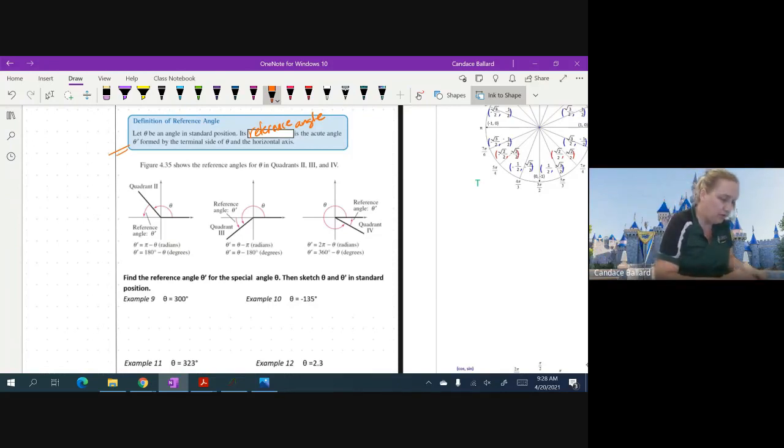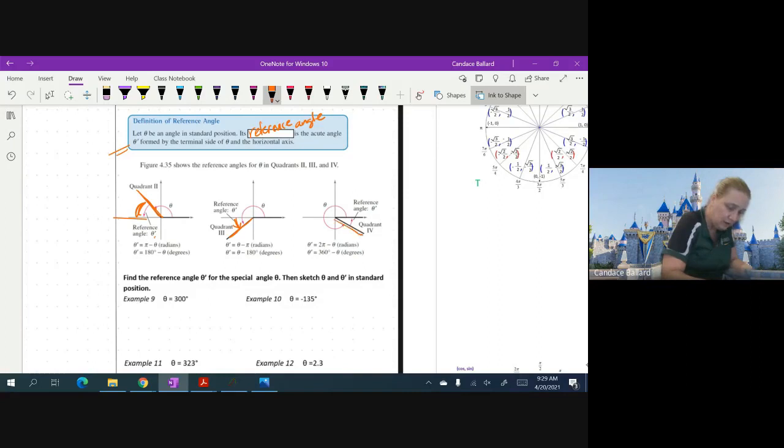Formed by the terminal side of theta and the horizontal axis. Okay, so basically what they're saying is when you have the terminal side, the distance between that terminal side and the horizontal axis becomes the reference angle, which means our reference angle could land in a lot of weird places, okay? So in this one, it's the terminal side, so it's the distance in between here.